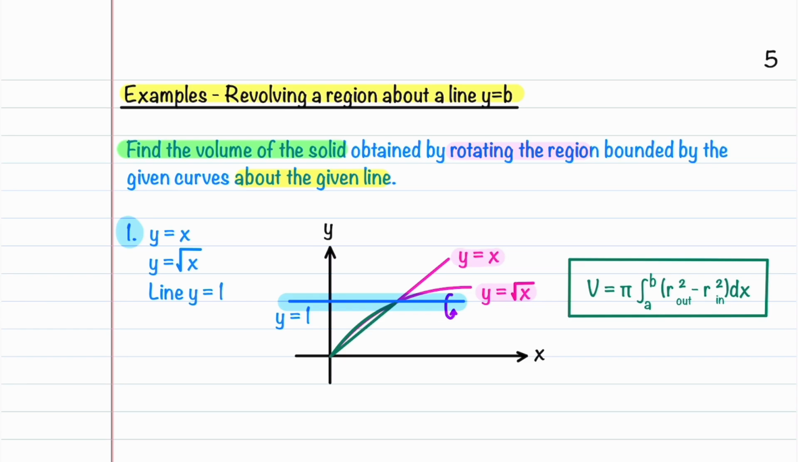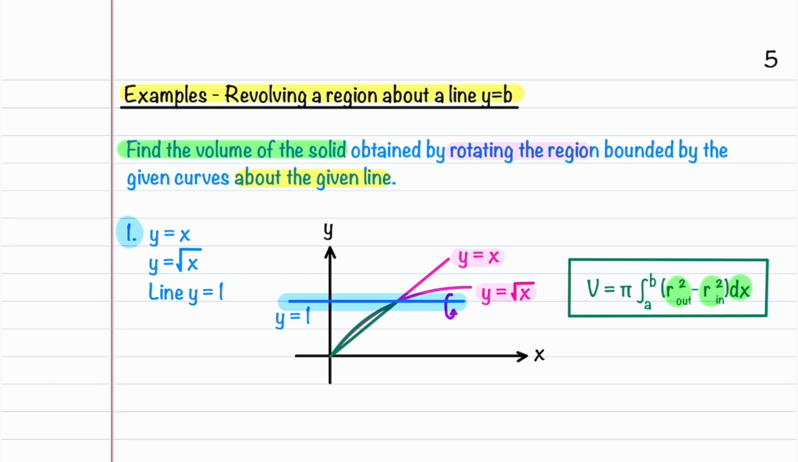Because the axis that this region is revolving about is parallel to the x-axis, the limit of integration is going to be in terms of x, and because there is a gap between the region and the line of rotation, we're going to have an outer radius squared minus an inner radius squared. Let's see what this radius is equal to.